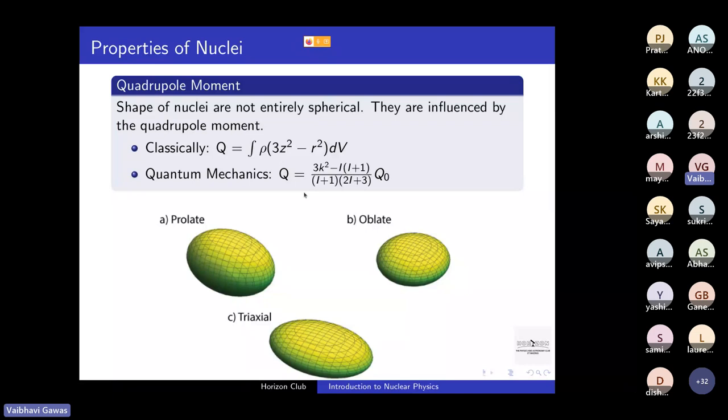While in quantum mechanics, you have an easier and more quantized version of the quadrupole moment calculation, which is given by this expression with 3k squared minus, and you can see its relation to the spin as well, where I is your spin, and I into I plus 1 divided by the whole quantity. And Q naught is the total charge of the nucleus, which would be just the total number of protons in the system. So if your quadrupole moment is zero, which is the ideal case, you'll have a spherical nucleus, but which is not the case for most.